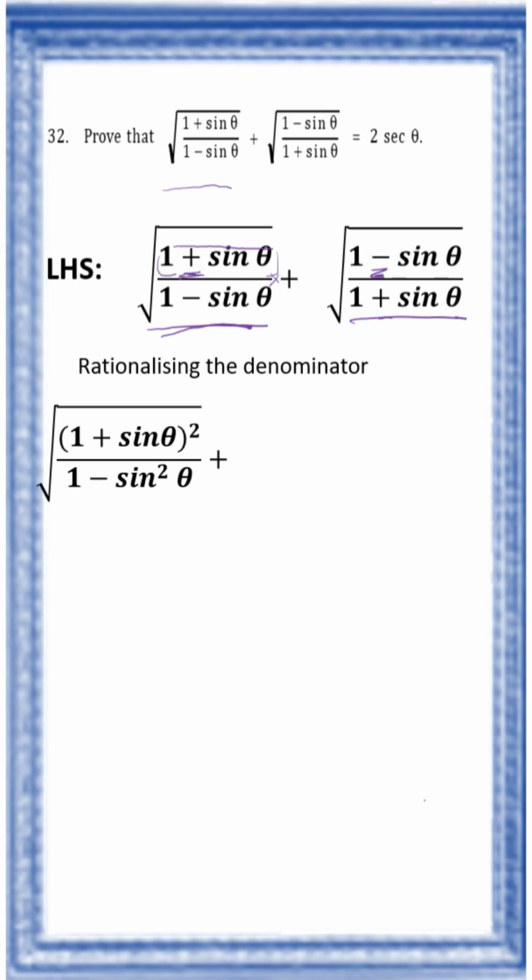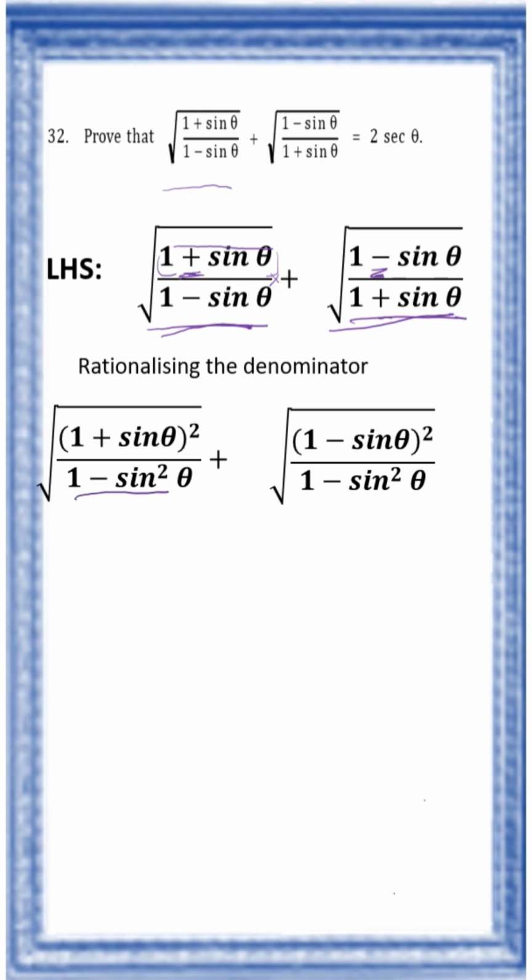In the second segment, what does it become? Square root of 1 minus sin theta the whole square upon 1 minus sin square theta. Observe the denominators, both are same. And remember the Pythagorean identity: sin square theta plus cos square theta is equal to 1. So 1 minus sin square theta is equal to cos square theta.